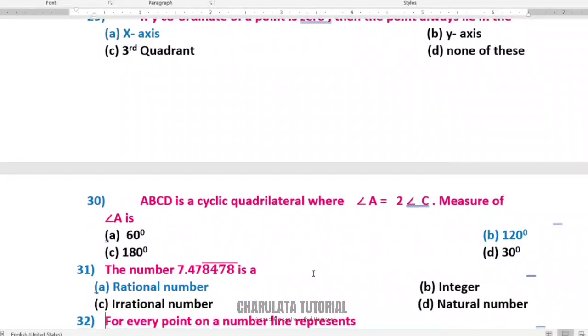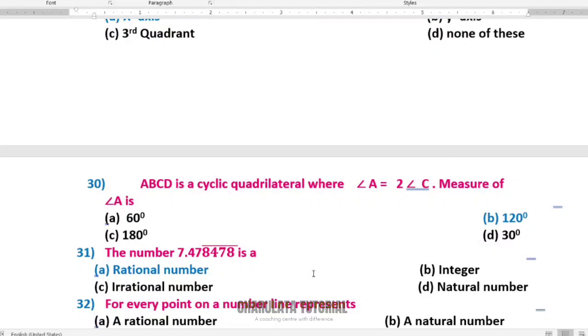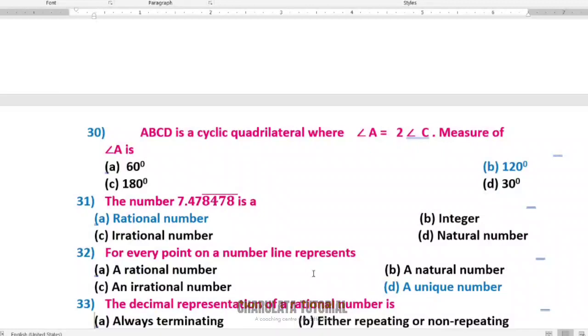ABCD is a cyclic quadrilateral where angle A equal to twice angle C. So we know that the sum of the opposite angles of cyclic quadrilateral is 180 degree. Therefore, we get angle A equal to 120 degree. The number 7.478478 bar is A. It is a non-terminating but recurring decimal, therefore it is a rational number.